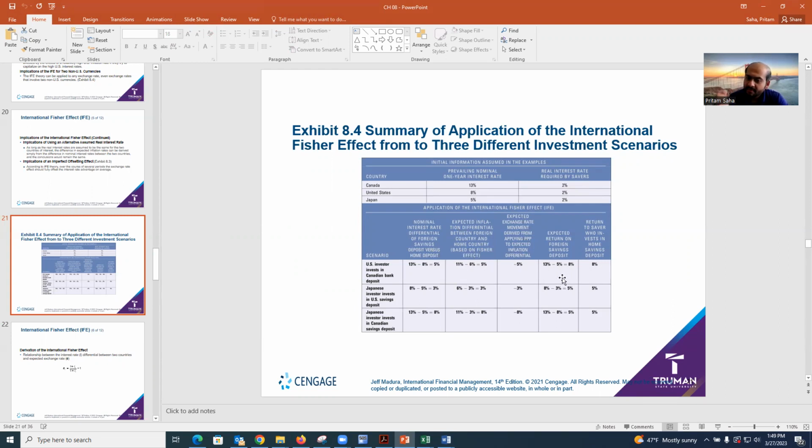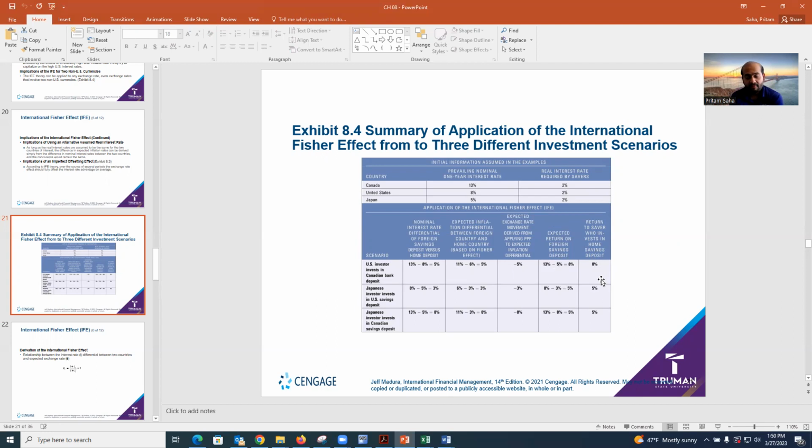So what is the expected return on a foreign savings deposit? 8%, because if you put money in Canada, you should generate 13%, but due to currency changes, a 5% drop, you're generating 8%. So that means you're generating 8% by putting money in home currency.